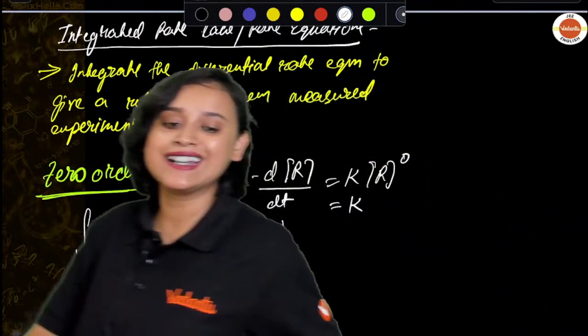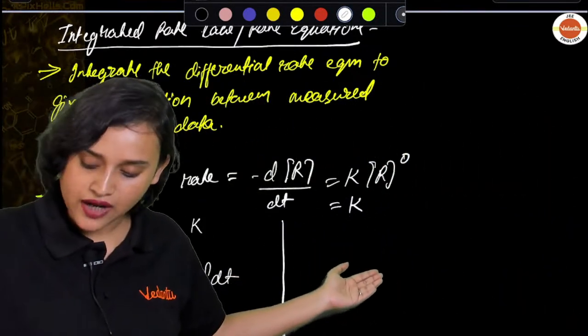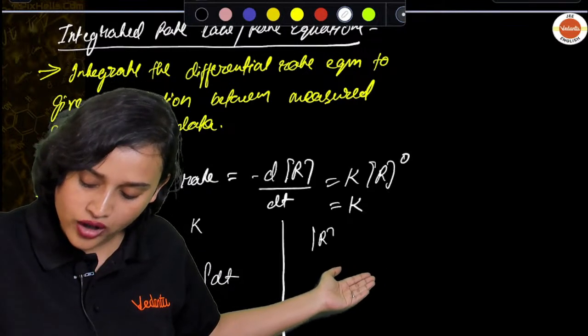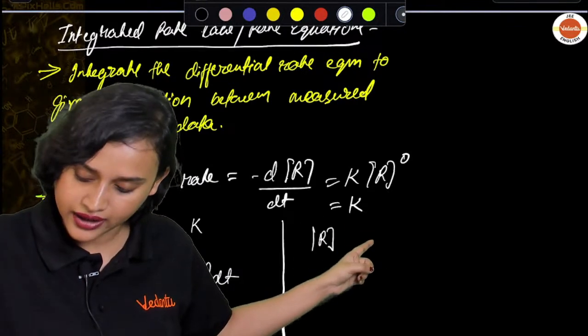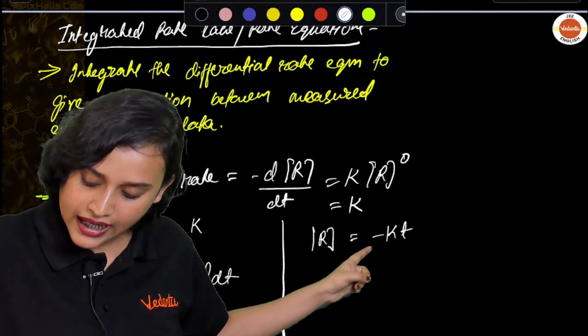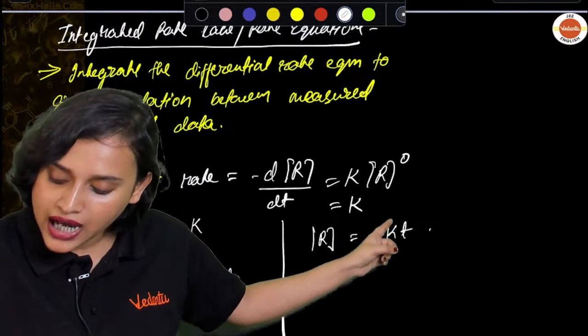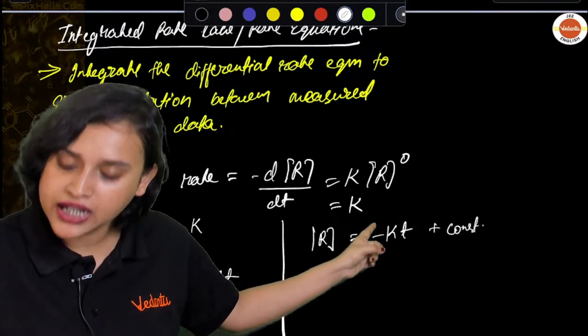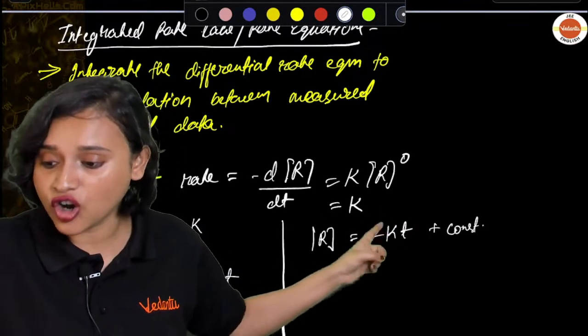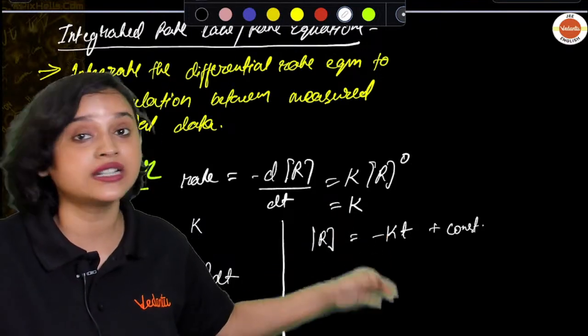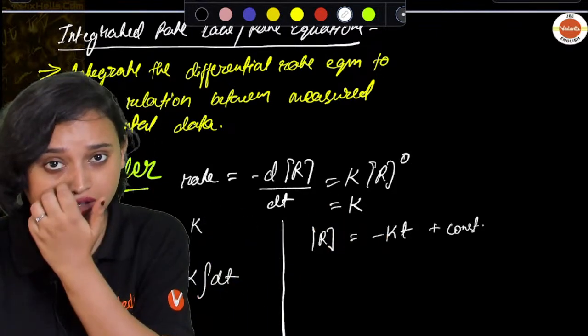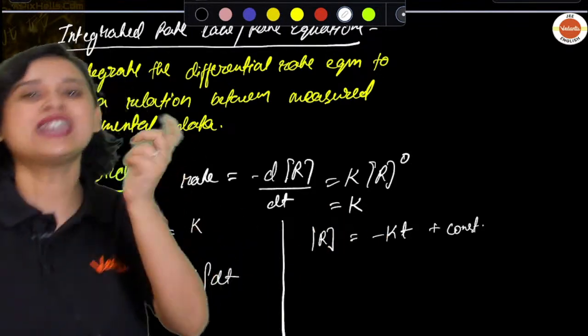Now if I integrate this, what will I be getting, my dear students? After integration, I will be getting the concentration of R, that is R, equal to minus Kt, where K is a constant, plus a constant of integration. Because there is a constant, I need to find out its value. So let us tweak it a little bit.